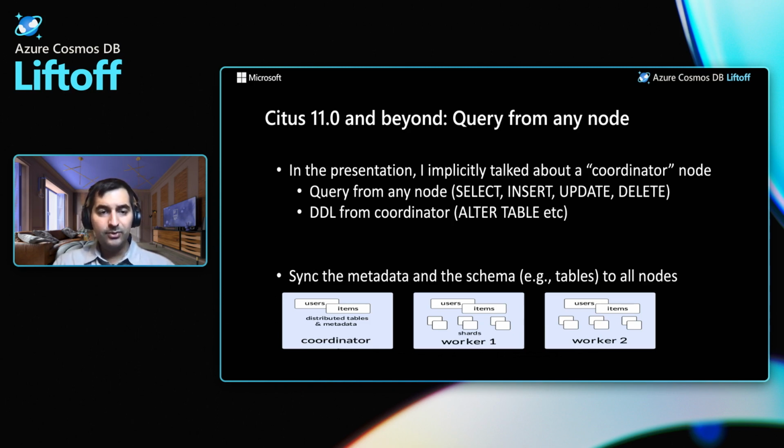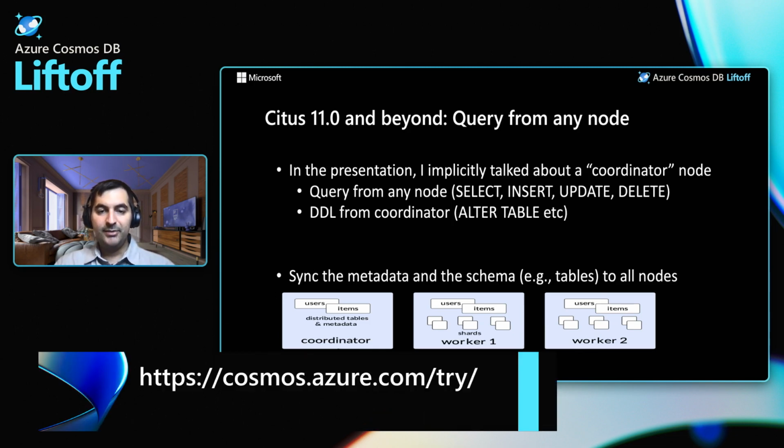And then under the hood, how this happens is that the Citus coordinator holds some metadata and the schema of the cluster. The schema involves tables, views, functions, whatever you use in querying the database. And this metadata and schema is now synced to all nodes, which enables querying the database from any node.